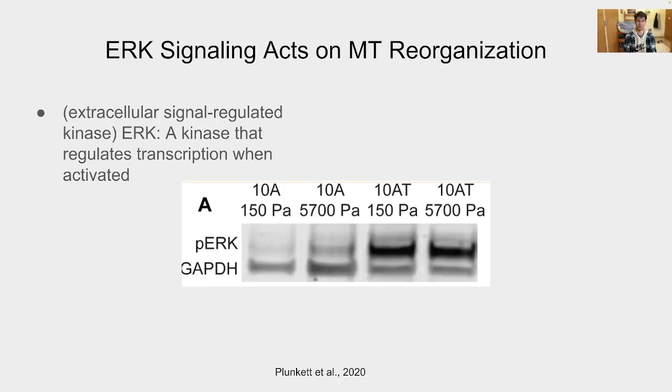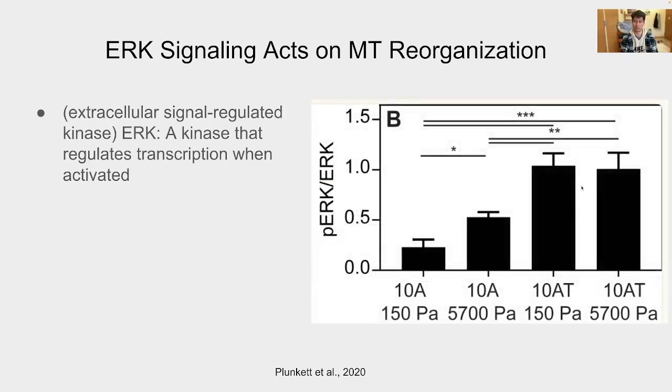So, since they transformed the epithelial cells with RAS, they checked the RAS pathway, specifically ERK. ERK is a kinase that regulates transcription in the RAS pathway, so they decided to check its activity with a Western blot. They found that the phosphorylated version, the activated version, was way upregulated in the 10AT cell line compared to the 10A cell line.